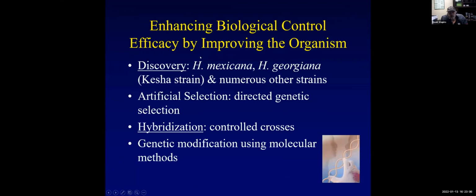So I'll just give some examples of each work that we've done. To enhance the organism, you can go through various approaches. The easiest one is just to discover better organisms, just go out and find a better nematode. So we found 2 new species in our lab, as well as numerous other strains, some of which are now commercialized. You could do genetic selection for a particular trait, or hybridization, which is crossing the nematodes.